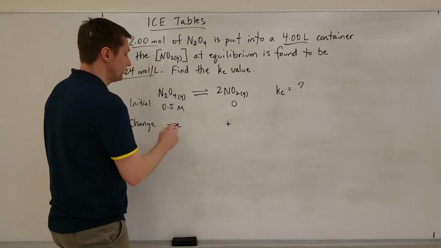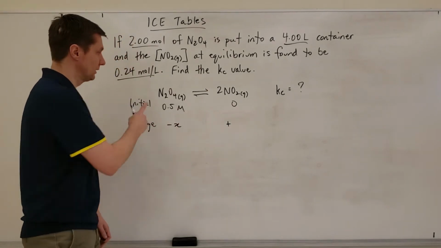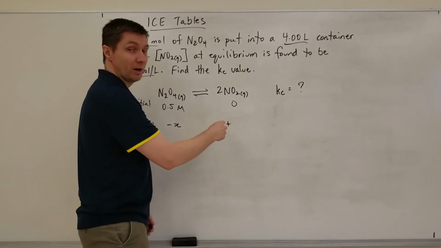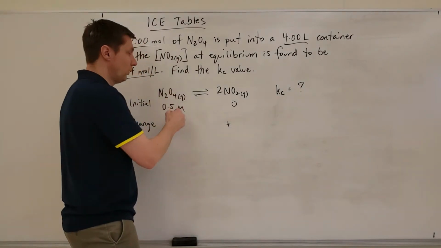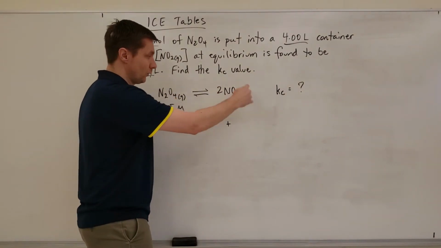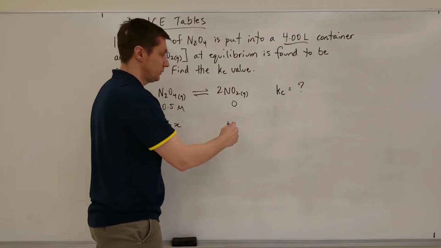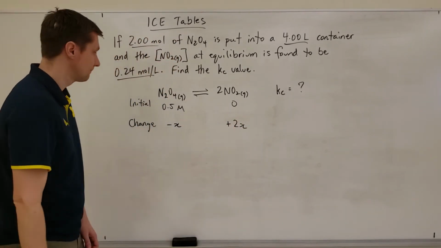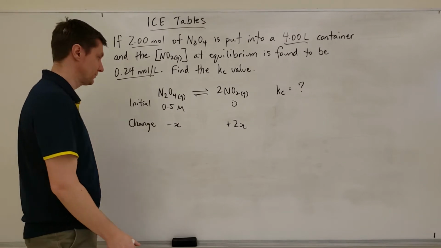And this is going to change by a negative 1x because one of these makes 2 of these. And so this is going to change by twice as much. For every one of these that I lose, I'm going to gain 2 of these molecules. And so this would be positive 2x. And so that's what the change represents.